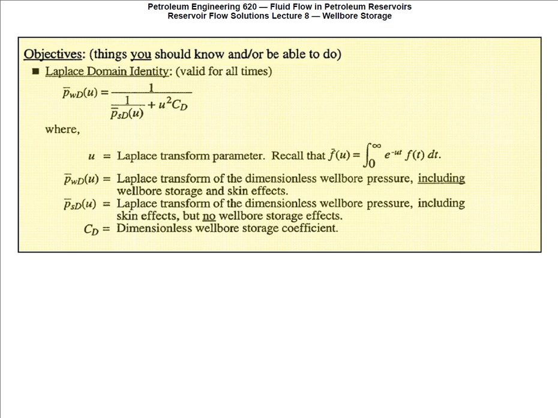U is the Laplace transform parameter. PSD is the constant rate solution. PWD is the wellbore storage solution. And CD is the dimensionless wellbore storage coefficient. This seems so easy. And yet, it's so hard. But we'll talk about that.